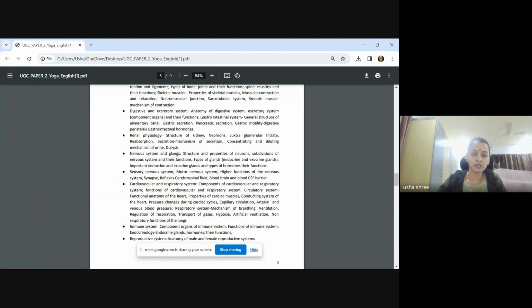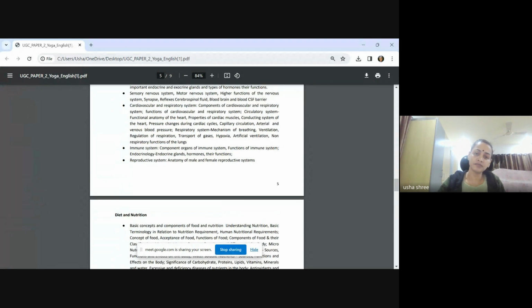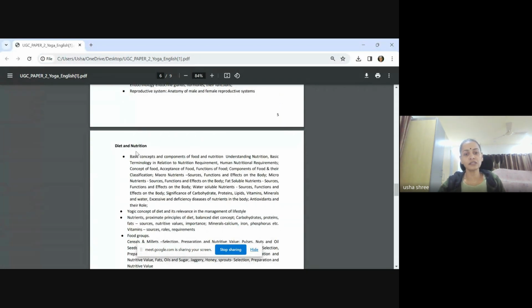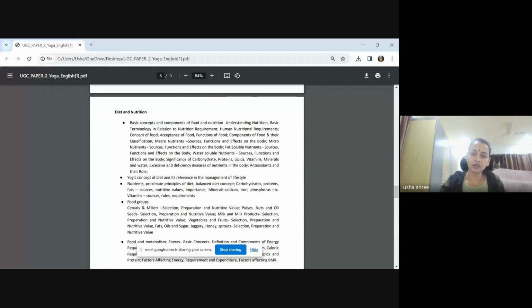Then we have nervous system and the glands. The nervous system includes the motor nervous system and the other things, cardiovascular and respiratory system, and then the immune system, then reproductive system. All the 9 systems are included in anatomy and physiology. So we will go in detail in each of these systems. Then we have, as part of the 6th unit itself, diet and nutrition, quite a very big unit. You can see there is psychology, there's anatomy, physiology, diet and nutrition. All 3 topics, which are very, very big subjects in themselves, are included in unit 6.